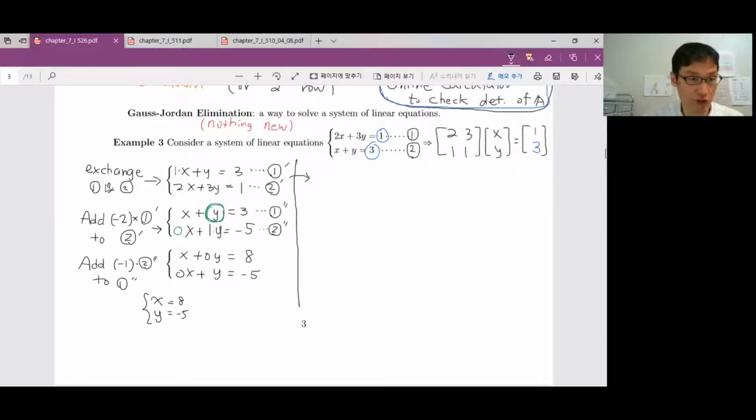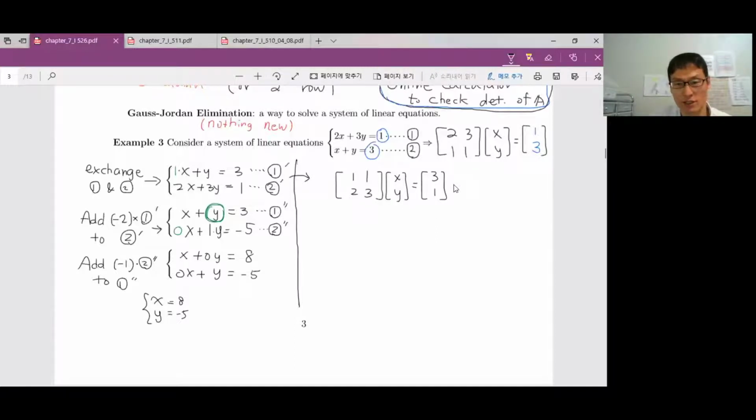In the very first step, we exchange equations 1 and 2, and then look at this system. We express this as matrix multiplication. So the 2 by 2 matrix times xy is the right-hand side, 3 and 1. And the matrix is 1, 1, 2, 3. That's it. So compare the 2 lines. The previous matrix 2, 3, 1, 1 is now 1, 1, 2, 3.